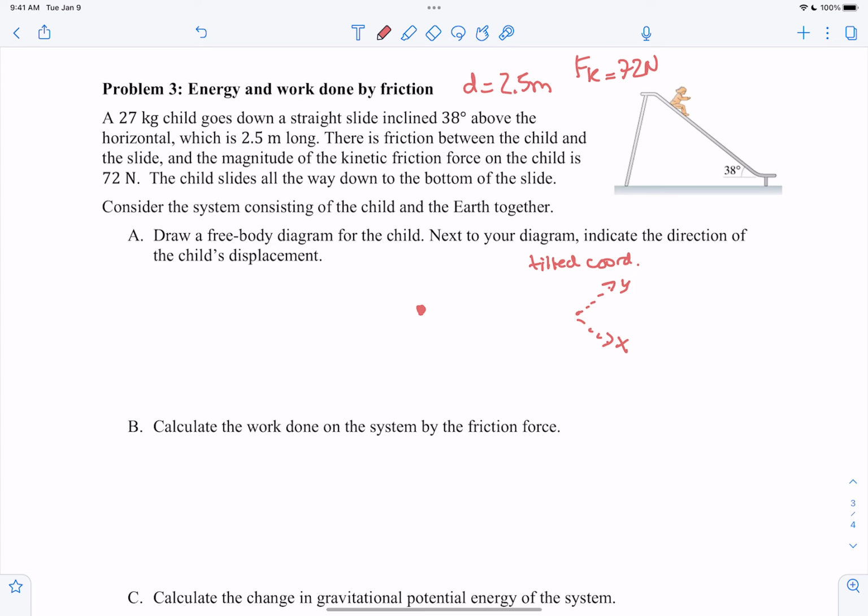Now we have force of gravity for sure, and then we have normal force pointed perpendicular to the surface. And then we obviously have kinetic friction acting against the child along the negative tilted x-axis. Did I say x-axis for normal force? I meant y-axis. And then you have your distance: the child is moving this way along the positive tilted x-axis along the slide. Those would be your forces there for the free body diagram.